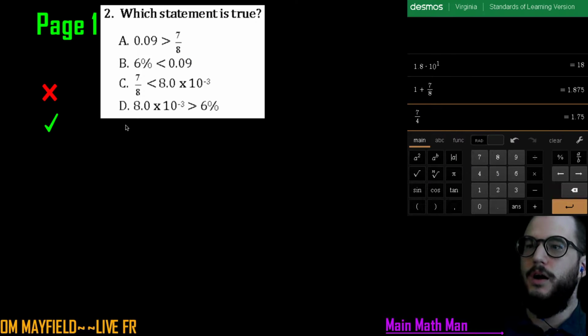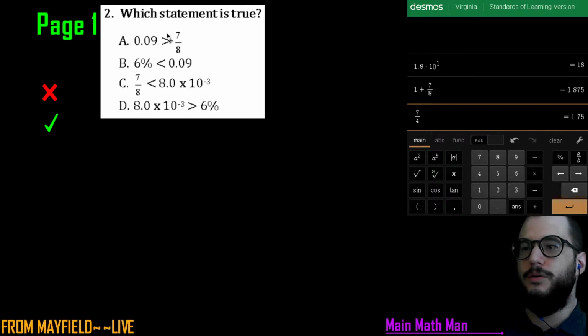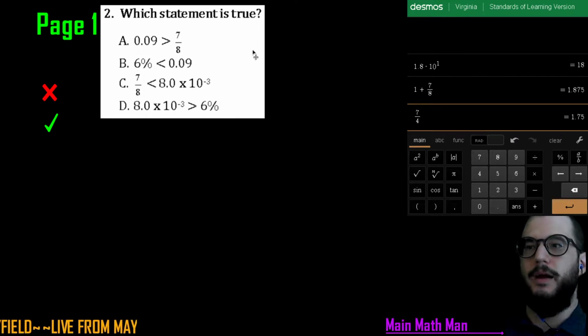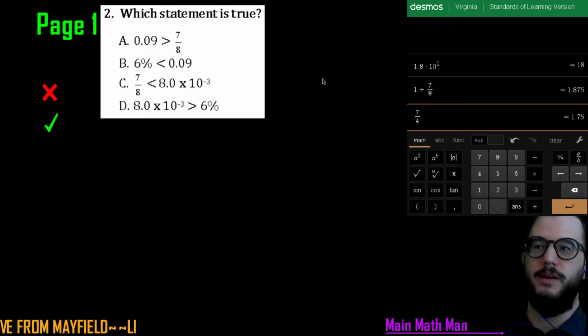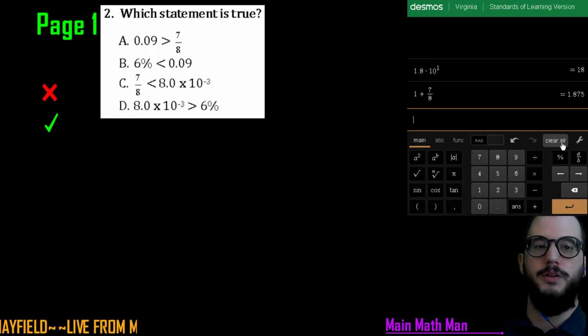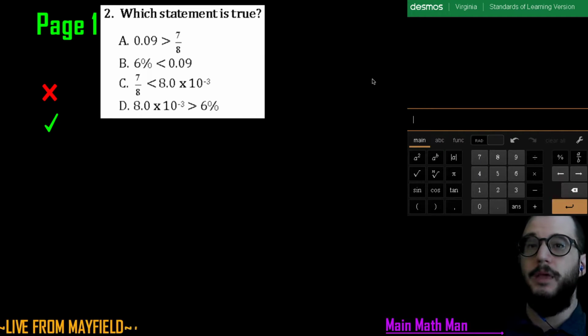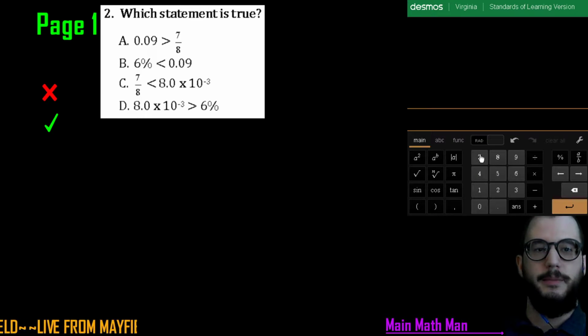For number 2, on page 1, it says which statement is true, and it gives you a couple rational numbers that you're trying to compare. Okay, which one is less than, which one's greater than? So we're going to figure out, okay, which one of these is true. And what I'm going to do is I'm going to switch these to actually be the same form. That way they're easier to compare. So I want to change the 7 over 8. I'm going to change that to a decimal.